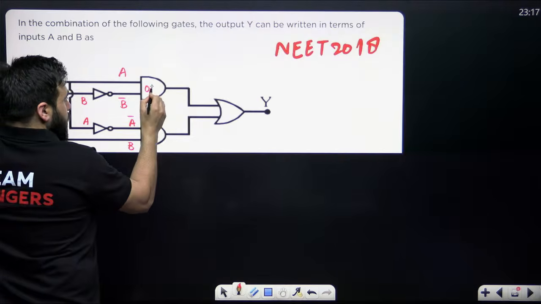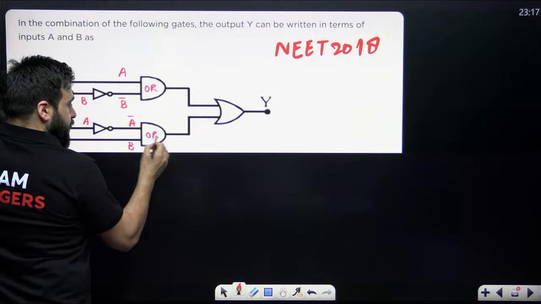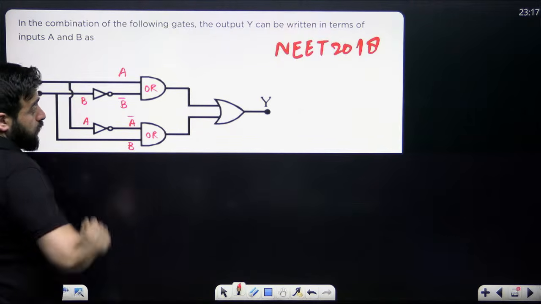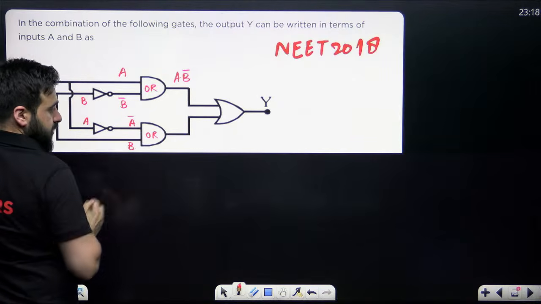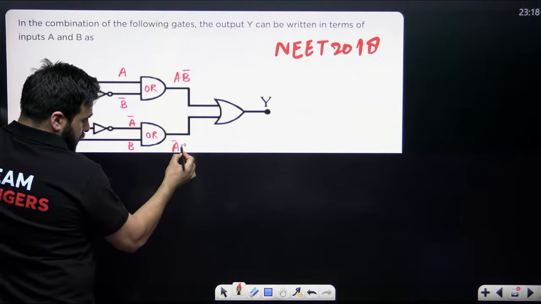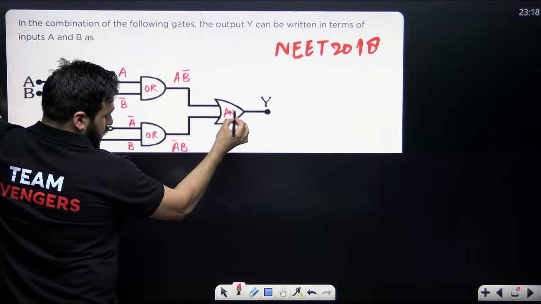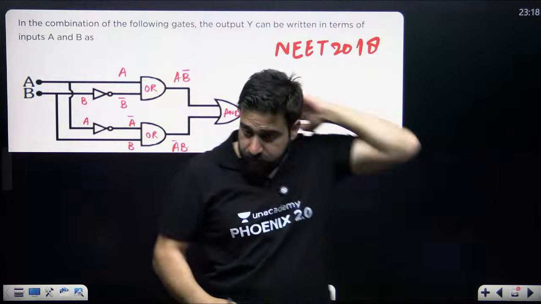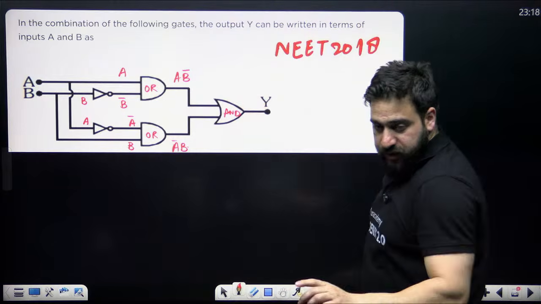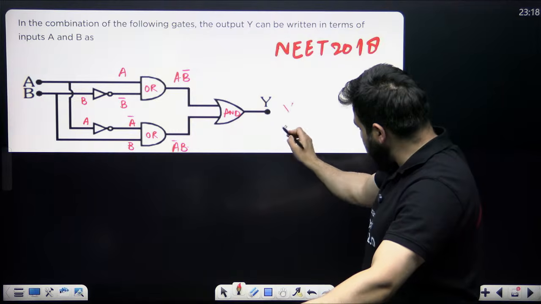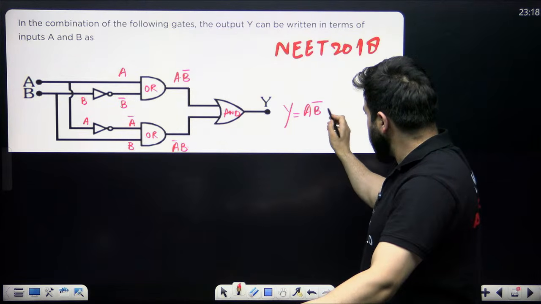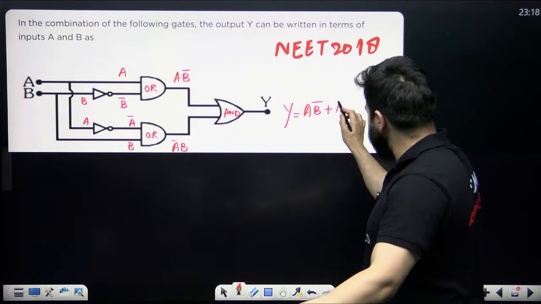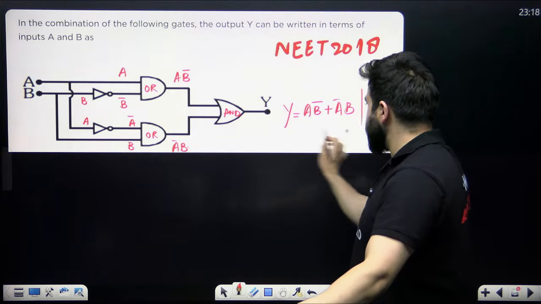Now this is AND. This is also AND. What is the job of AND? To multiply. So it will be AB bar. This multiplied by this will be A bar B. This is OR. What is the job of OR? To add. So now this and this will go as input over here. So basically the final output will be this input AB bar plus this, that is A bar B.